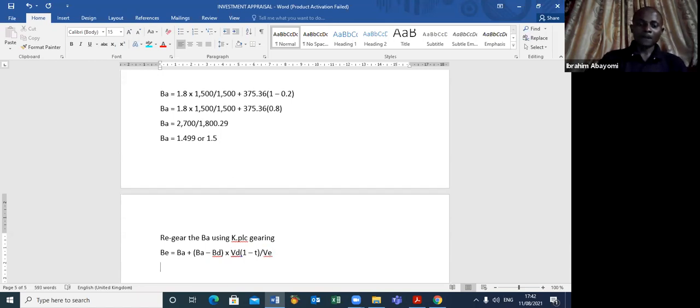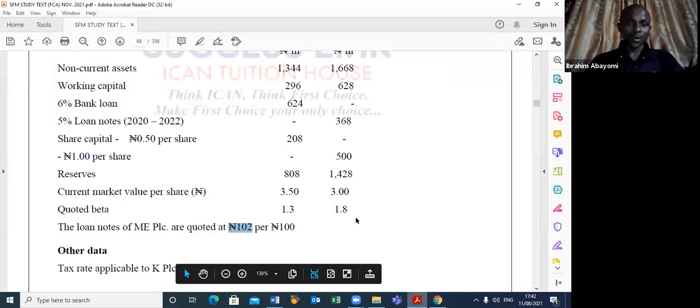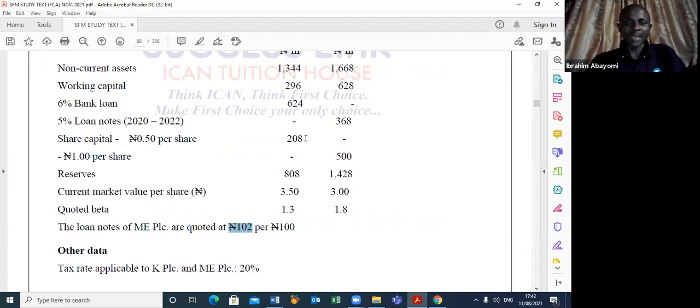So where's the market value of equity? Our market value of equity, let's go to the question for KPSC. How many units of equity does the company have? The company has 208 million all over 0.5, isn't it? So that is 208 times 2. That is 416.